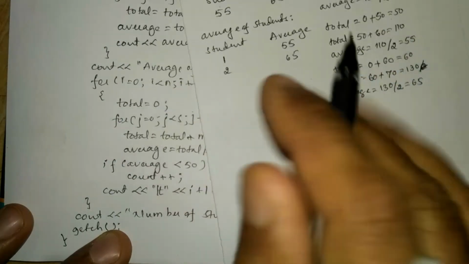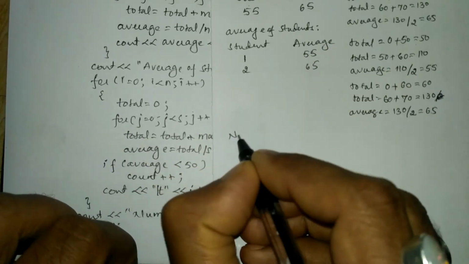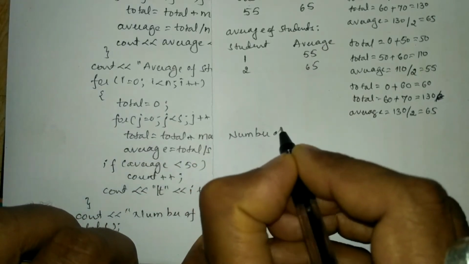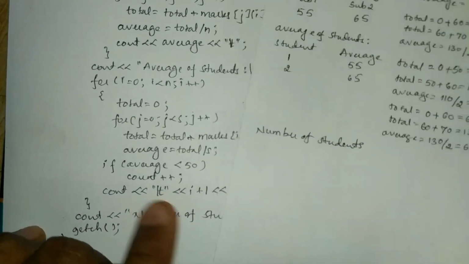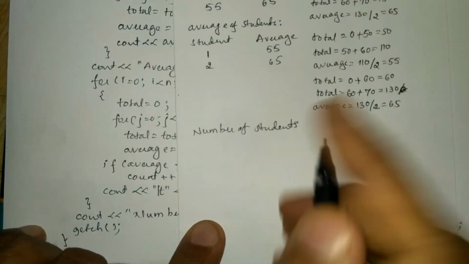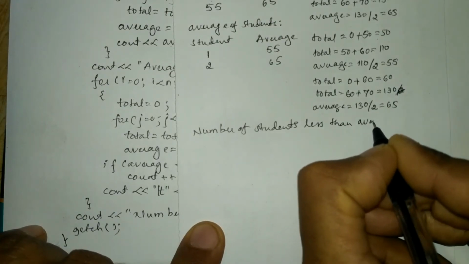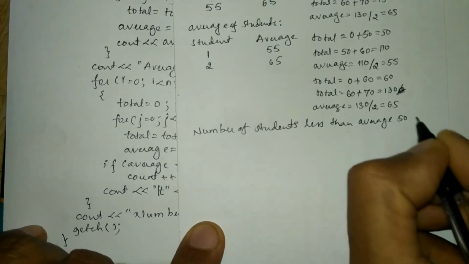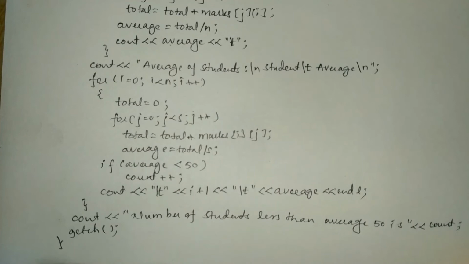So here I am going to write number of students less than average 50 is, count value is 0, right? So this is how we are going to get the output.